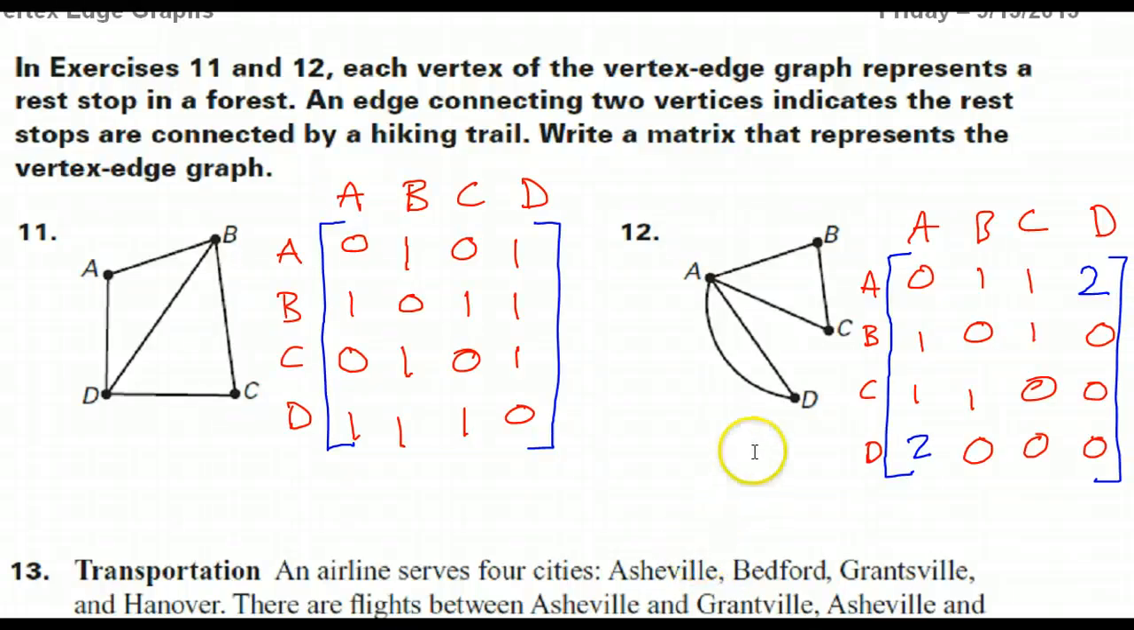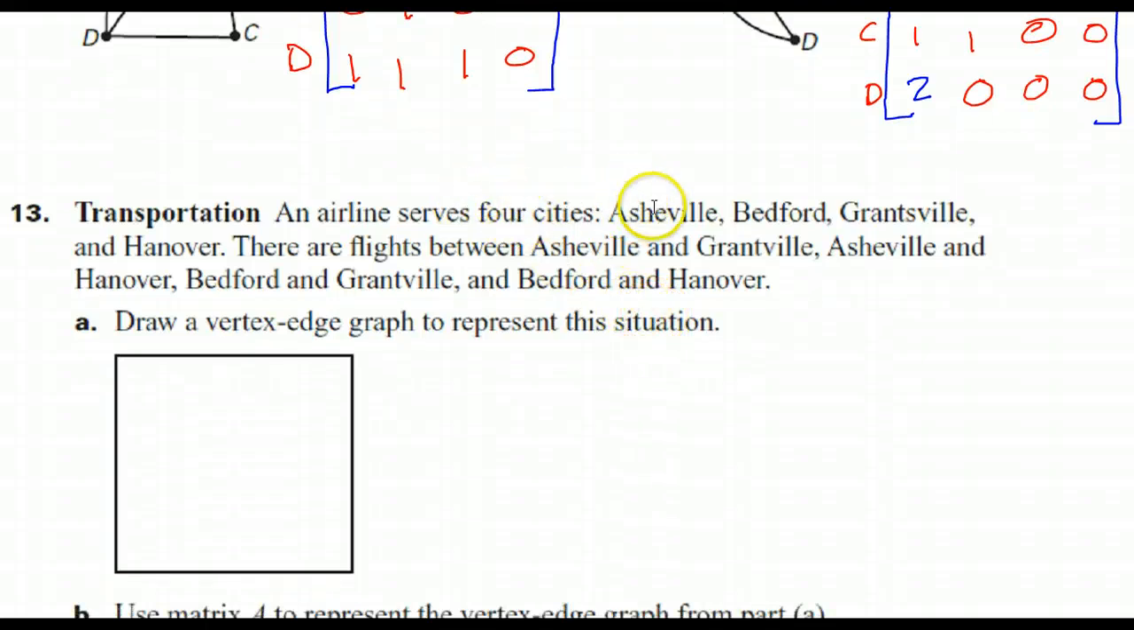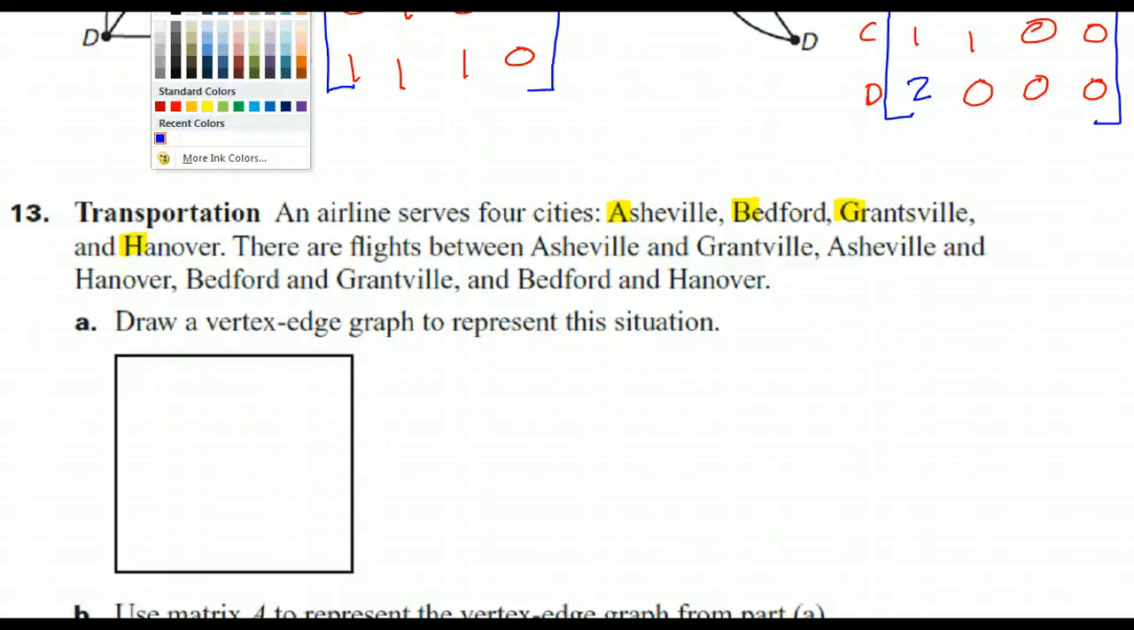Bring it. Number 13, transportation. An airline serves 4 cities: Asheville, Bedford, Grantsville, and Hanover. So I guess we'll use A, B, G, and H. There are flights between Asheville and Grantsville. Draw a vertex graph to represent the situation. Okay, let's draw the vertex graph as I read along.